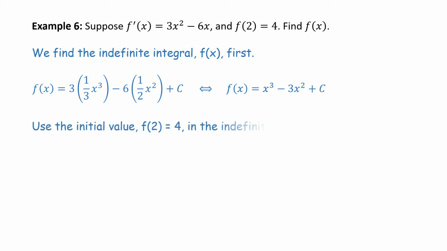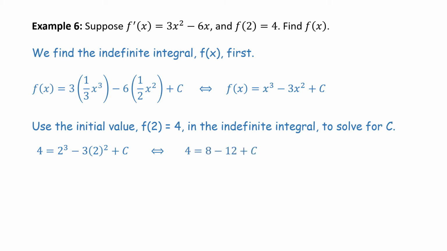We'll use the given initial value of f of 2 equals 4 in the indefinite integral we just obtained to get the value for c. We'll put in 4 for f of x, and in every place there's an x, 2. So 2 cubed minus 3 times 2 squared plus c. We're going to solve for the c. 4 equals 2 cubed is 8, minus 3 times 2 squared is 12, plus c. When you solve it, you'll get that c and 8 are the same.